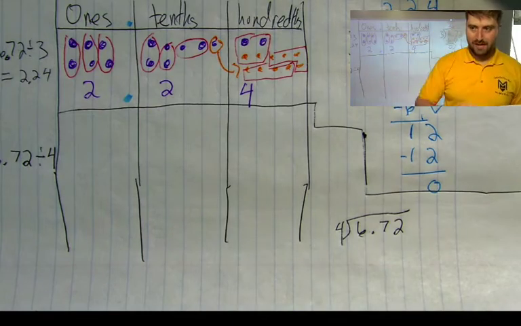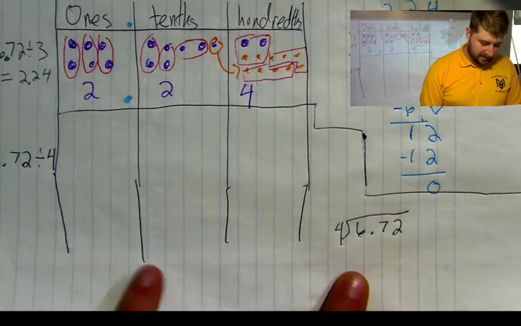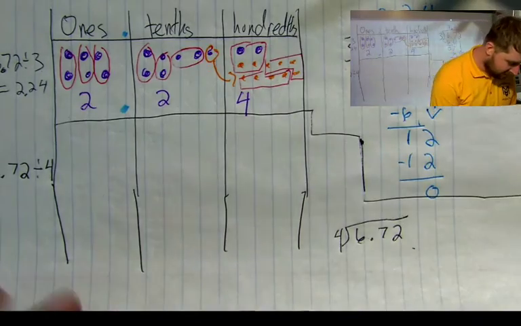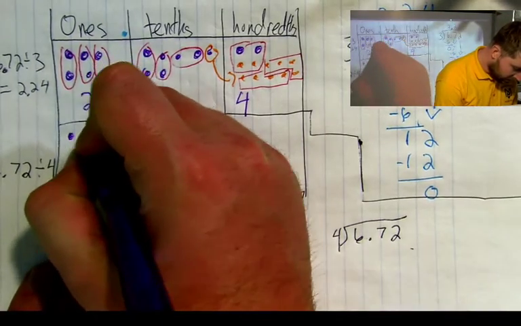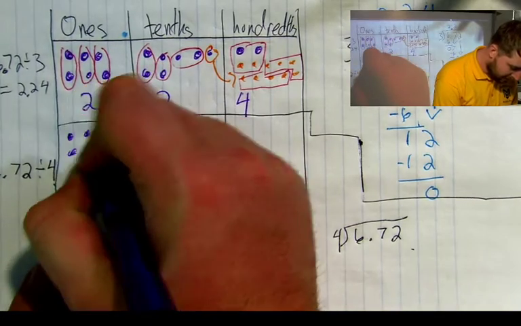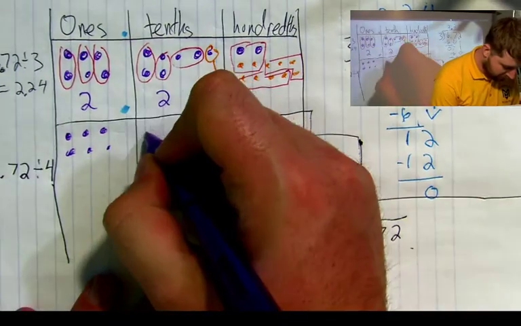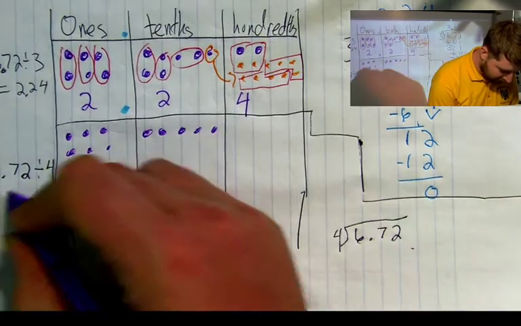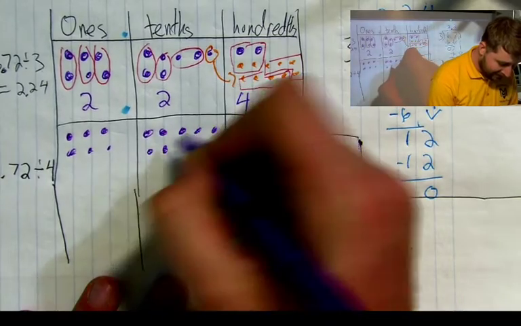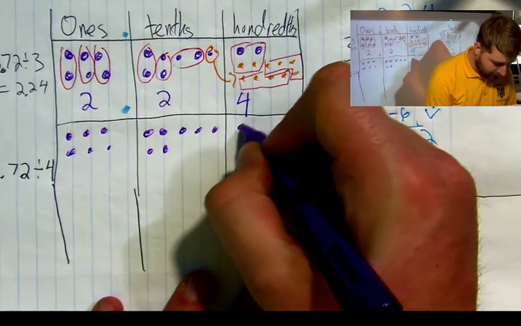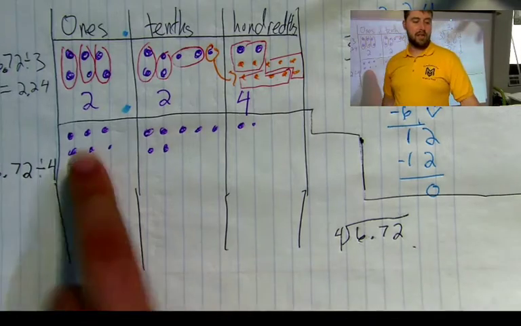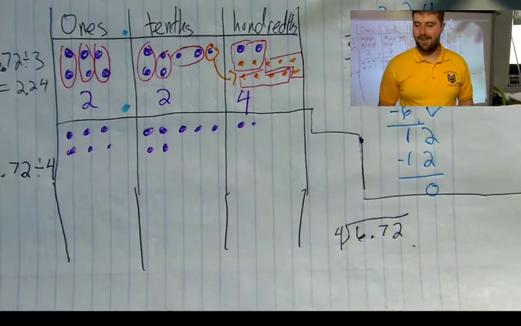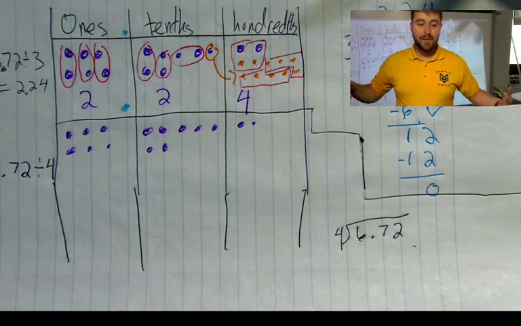That way, down below me, we've got our long division set up. We have 6 and 72 hundredths divided by 4. And I am going to set you up for success by drawing our dots in here. It is going to look very similar to the ones we have above because they are the same numbers. Our 6 and 72 hundredths is the same. So we start with 6 dots in our ones column, 7 dots in our tenths column, and 2 dots in our hundredths column.